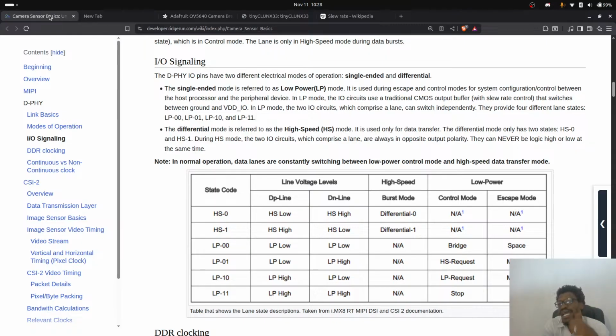And then, as you can see, there's HS0 and HS1, and the differential mode is referred to as the high speed mode, and it is used for data transfer. In differential mode, it only has two states, HS0 and HS1. And during HS mode, the two I/O circuits which comprise a lane are always in opposite output polarity, and they can never be in logic high or logic low at the same time. So in HS0, the DP line is low and the N line is high, and it is differential 0. And in HS1, the DP line is high and the N line is low, and this is differential 1. And you cannot use control data during these times, basically, is what this document is saying.